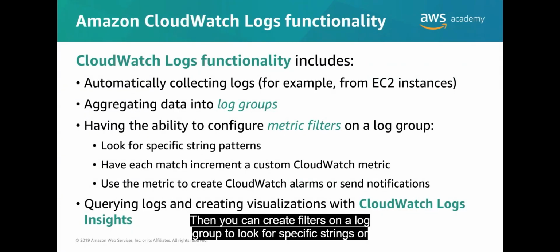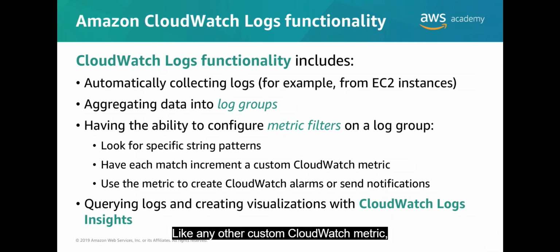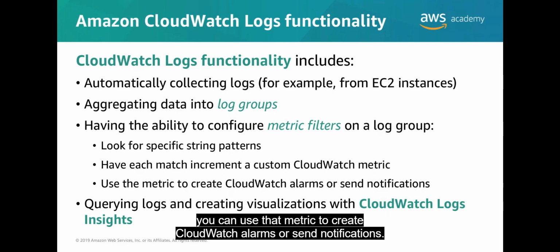Then you can create filters on a log group to look for specific strings or string patterns. Each match assigns a numeric value, which is then used to increment a custom CloudWatch metric. Like any other custom CloudWatch metric, you can use that metric to create CloudWatch alarms or send notifications.